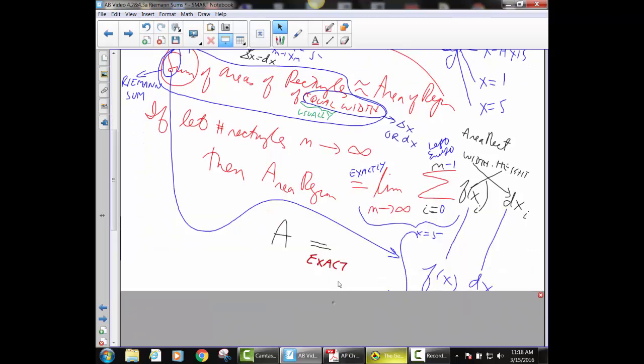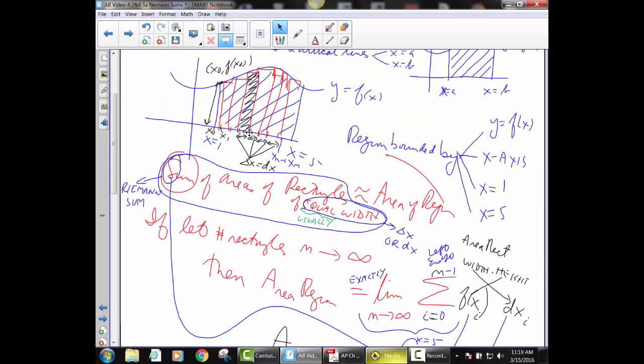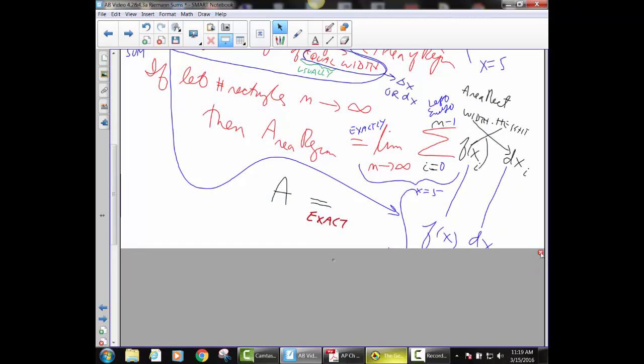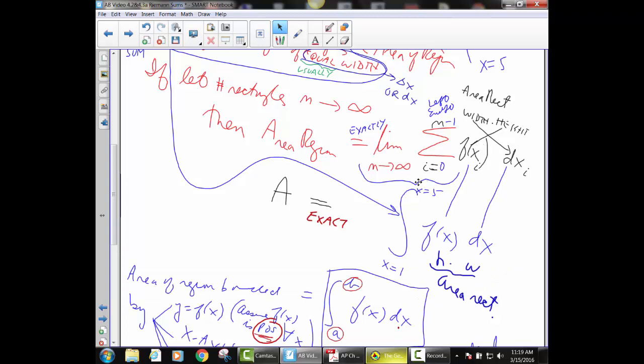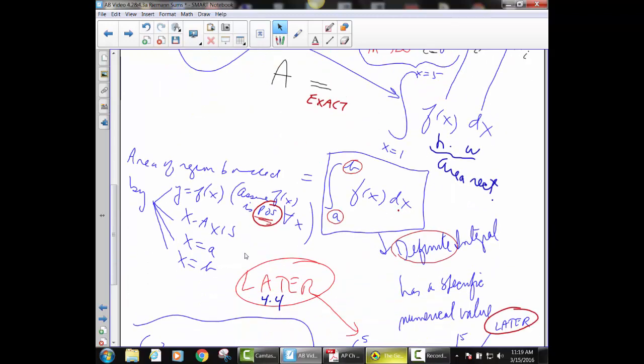Of course, if we let the number of rectangles go to infinity, the area of the region would be exact. The width of each rectangle is your delta x. The height of each rectangle, depending on which rectangle you're at, is f of x. I'm adding together all of those areas of rectangles, width times height, as n goes to infinity. All of this is symbolized by the integral, and this is where the definite integral ties into area.